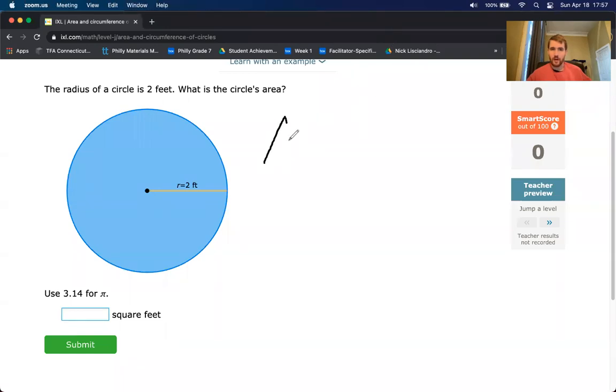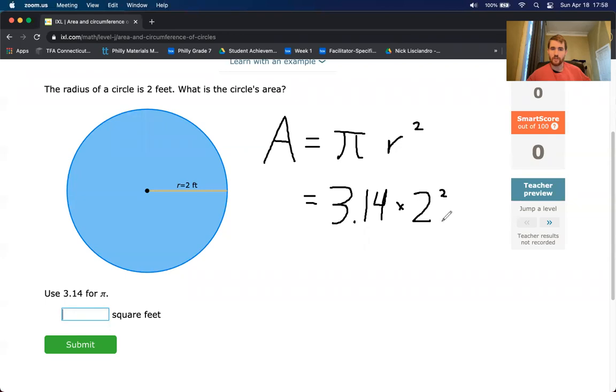So let's go ahead and do it. A equals pi times r squared. Remember, the first step is just to substitute in the information we have. We don't have A, that's what we're trying to figure out. We're using 3.14 to approximate pi. So 3.14, and that's going to be times the radius squared. The radius in this problem is 2. It's going to be times 2 squared.